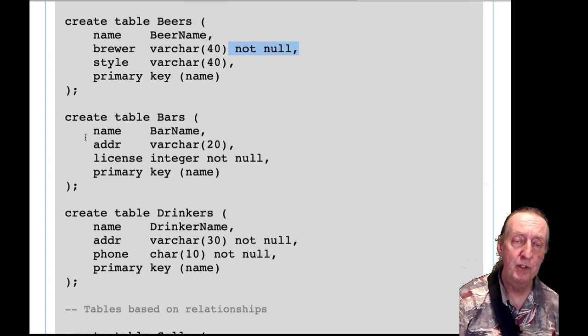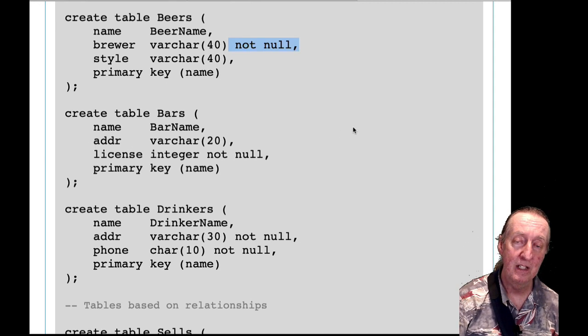Bar tuples, we have to know the name because it's the primary key. We don't have to know the address, but it's important that we do know the bar's license number. Now you can argue about the address. Maybe we need to know that as well.